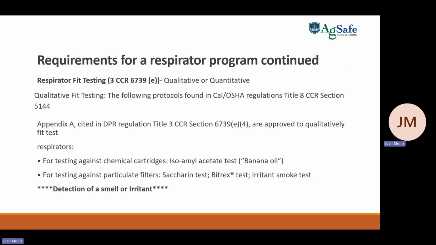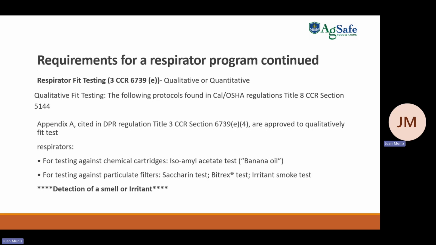The second one is for testing against particulate filters. There may be a test called the saccharin test, or a Bitrex test. There is also an irritant smoke test that is used. If they can detect that irritant, then that would indicate that the seals are not, or the filtering device is not, working properly.